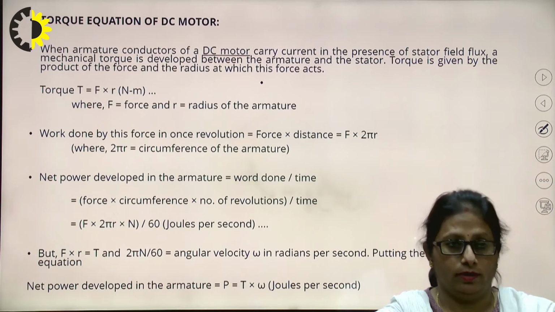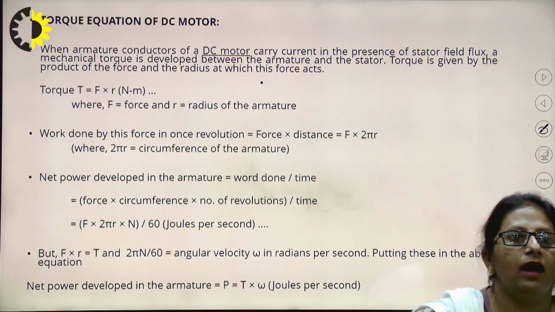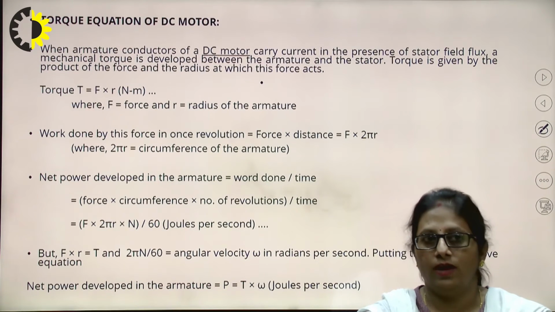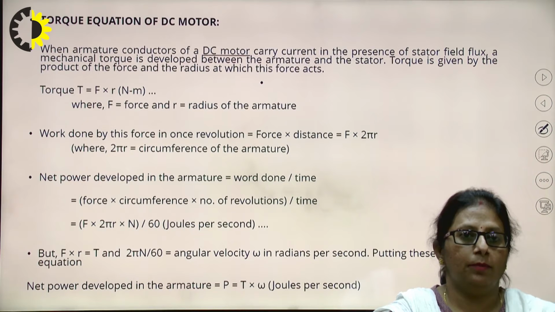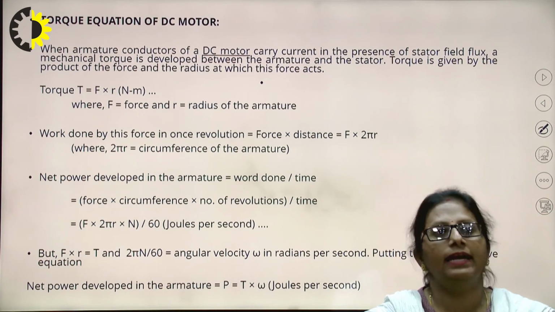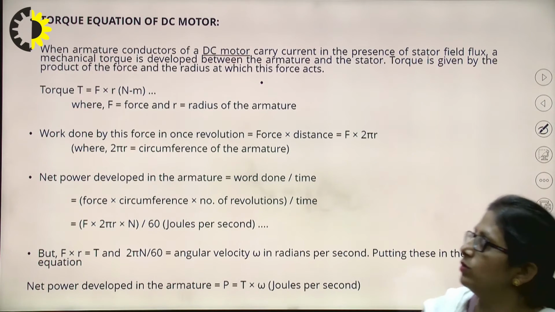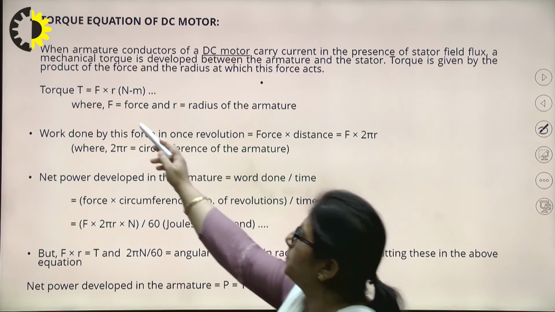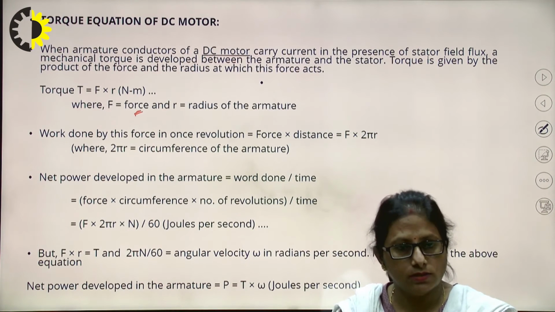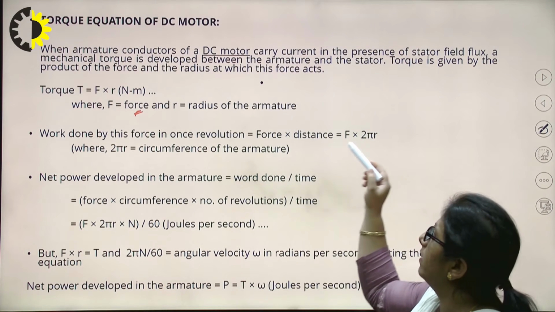But what about the torque for a DC motor? If we just see, when the armature conductors of a DC motor carry current in the presence of a stator field flux, a mechanical torque is developed between the armature and the stator. The torque is given by the product of the force and the radius at which this force acts. Obviously, the torque is given by force into the radius of the armature, right? Work done by this force in one revolution is force into distance, so that is F into the circumference of the armature, 2 pi r.